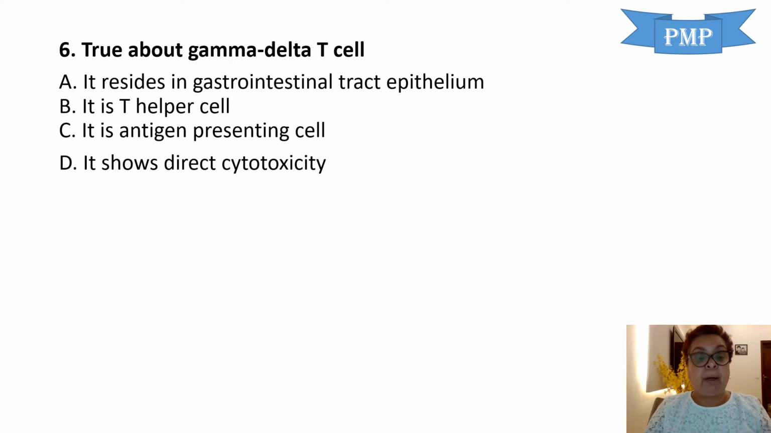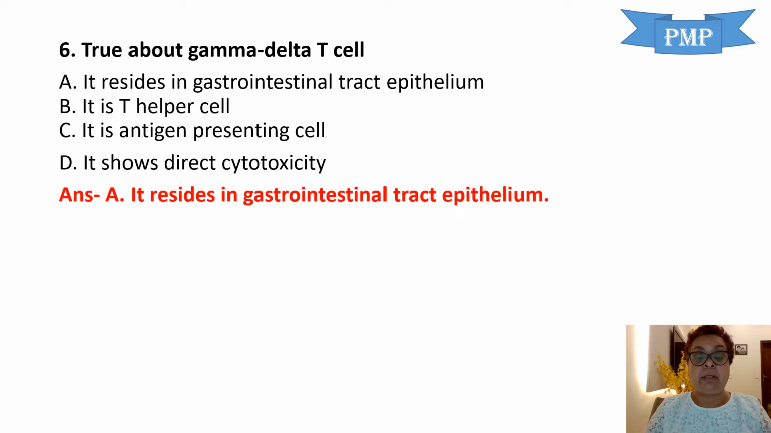Next question: true about gamma delta T cells. It resides in the GI tract epithelium. It's a helper T cell. It's an antigen presenting cell. It shows direct cytotoxicity. Now, gamma delta T cell is a special subset of T cells, right? Please note the answer here first; we'll discuss them further. The only statement correct about gamma delta T cells is they reside in the GI tract epithelium. They're present mainly in the respiratory and the GI epithelium.